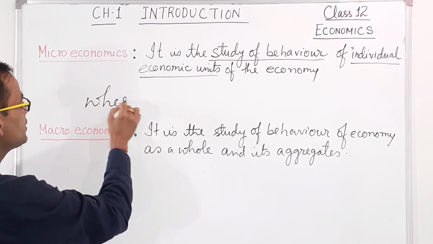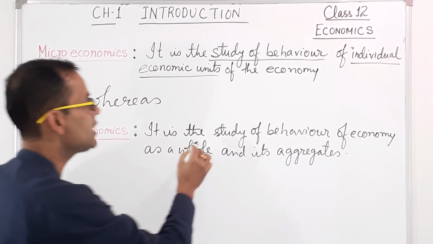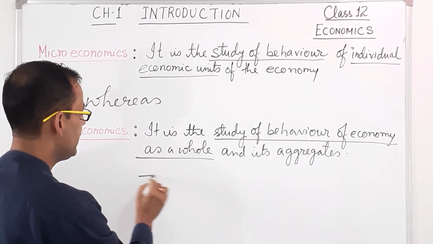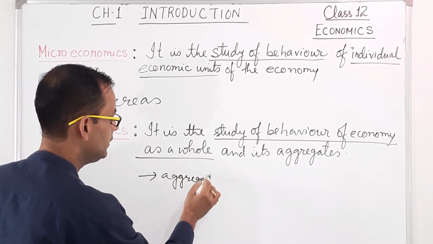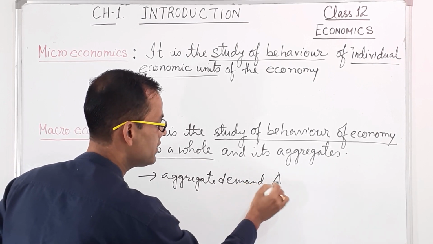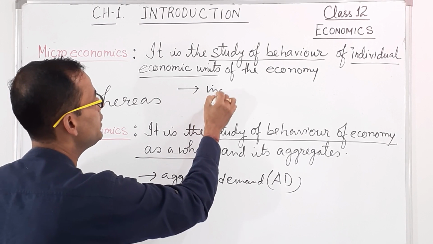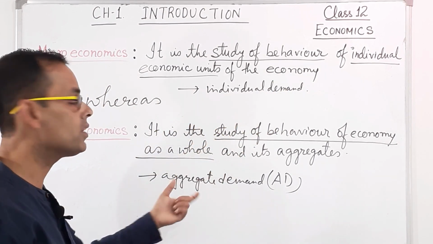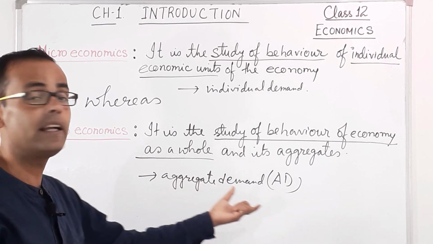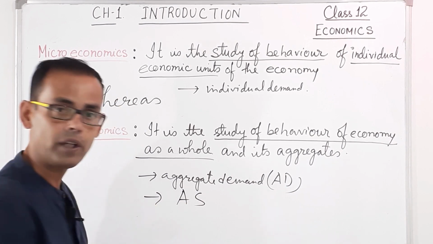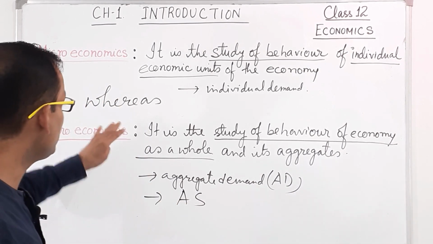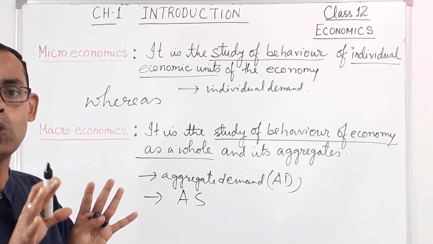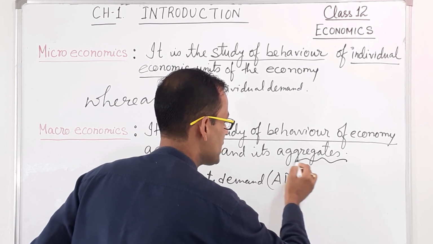Whereas macroeconomics is the study of behavior of the economy as a whole. Whole economy's behavior. Like you can say here aggregate demand, that is AD. And here, individual demand. So here you are studying the individual concept, here you are studying the aggregate concept. Clear no? So aggregate demand is there, aggregate supply is there, national income is there, so many things are there. So in class 12 we are going to study macroeconomics, that means the behavior of the economy as a whole and its aggregates.